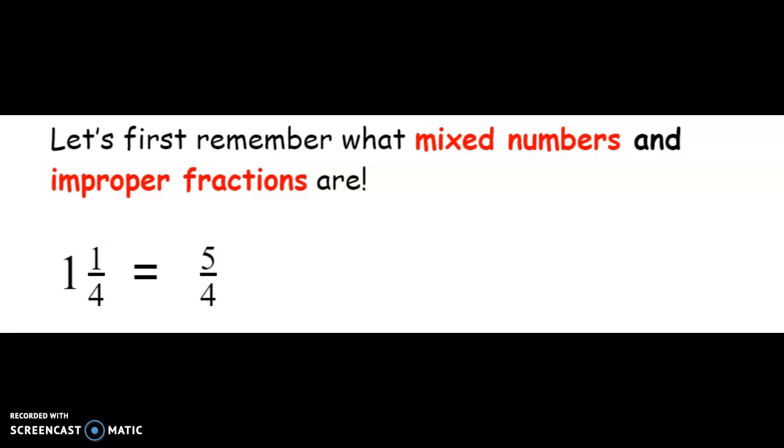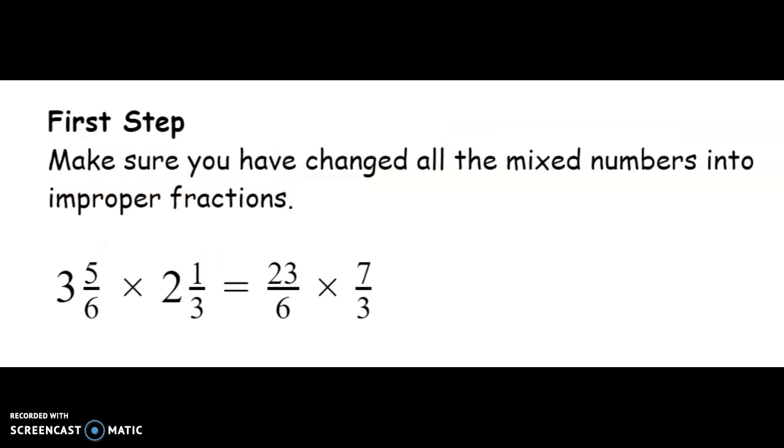If you can do that well, then you will be able to multiply a mixed number by a mixed number well. The first step is to make sure that you've changed all the mixed numbers into improper fractions. As we look at our first mixed numeral, 3 and 5/6, we've got to change it to 23/6. As we look at our second mixed numeral, 2 and 1/3, we have to change it to 7/3.